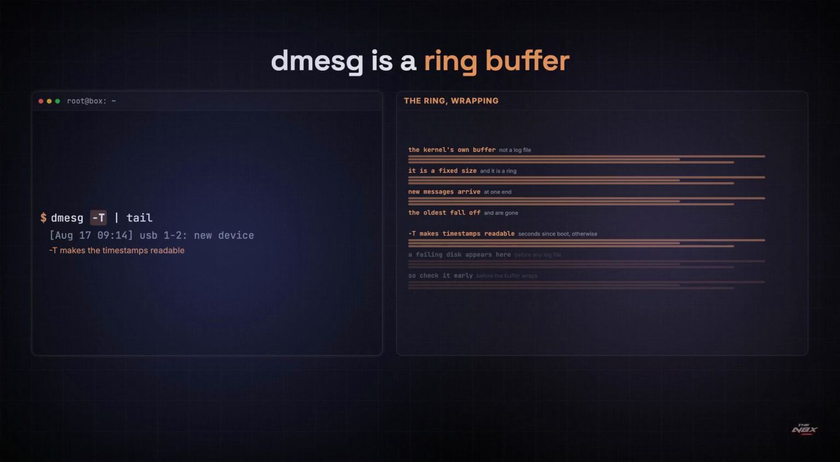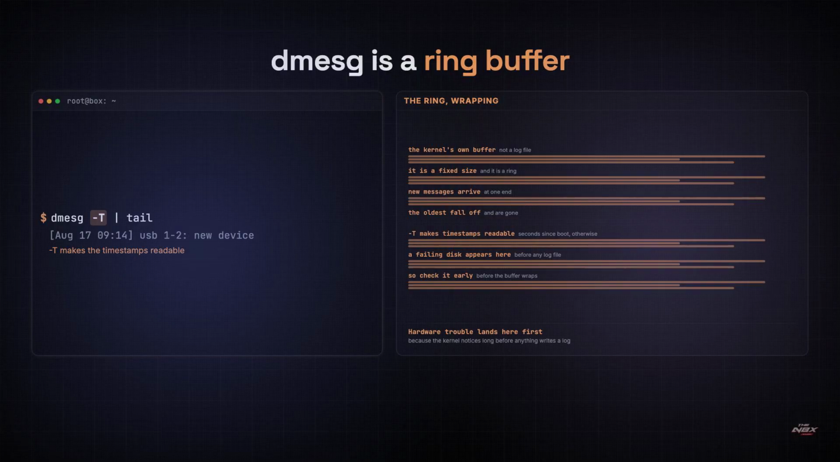Now why do you care? A disk starting to fail, a cable going bad, memory throwing errors. All of it appears here first, long before anything writes it to a log file. So check it early. On a busy machine, that buffer wraps, and the message that explained everything is simply gone. dmesg -T piped into tail is worth running whenever a machine behaves strangely.